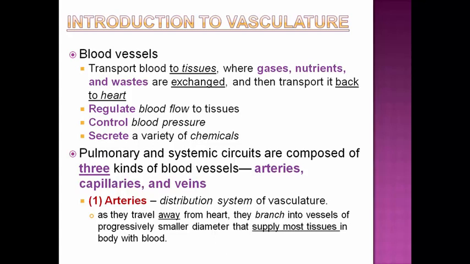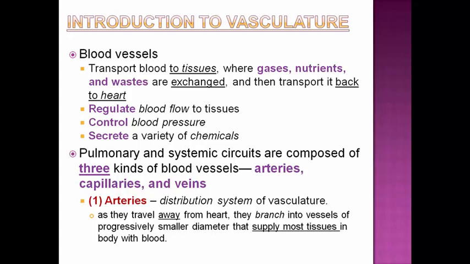And then finally, we know that the blood vessels themselves can secrete a variety of chemicals that are needed for the circulatory system to function like it should. So again, if we analyze both the pulmonary and the systemic circuits, we know that there are three different types of blood vessels. Each one has its own histology and its own function in the body. So we'll look at arteries, capillaries, and veins.